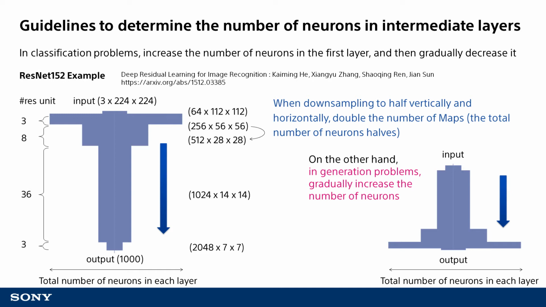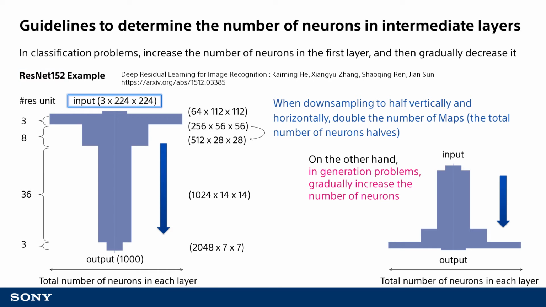As for the classification problem, basically, you make the number of neurons large immediately after input and then gradually make it smaller. This is the neural network that was used in 2015 to exceed human perceptual performance for the first time in ResNet 152 image recognition.